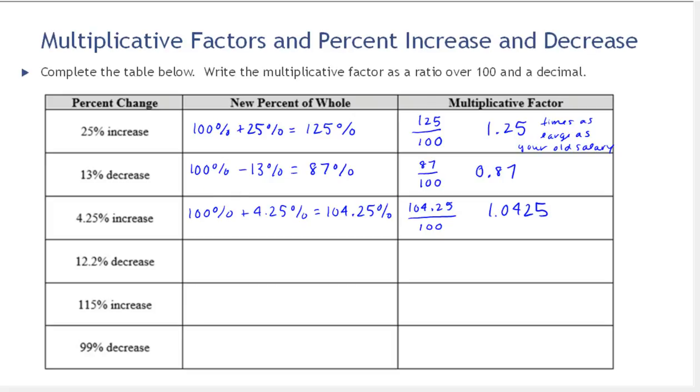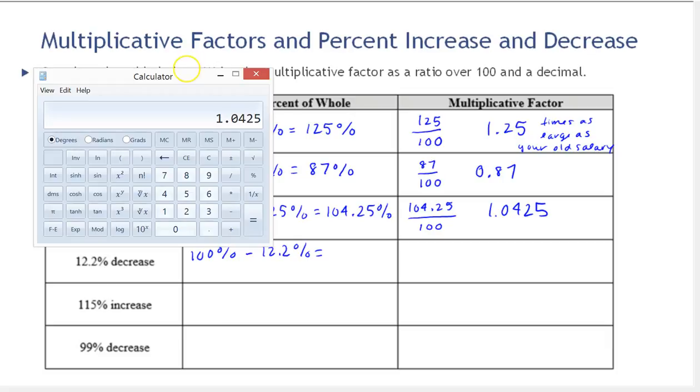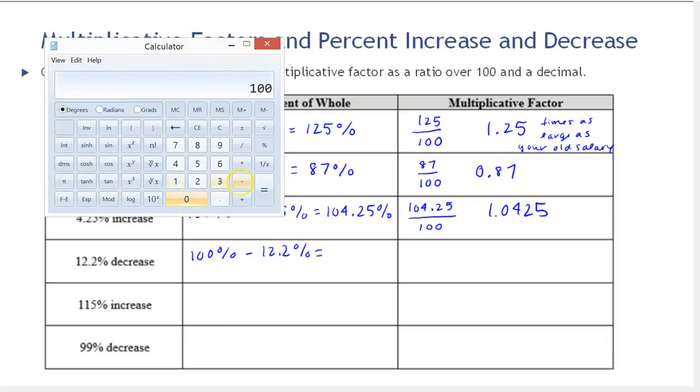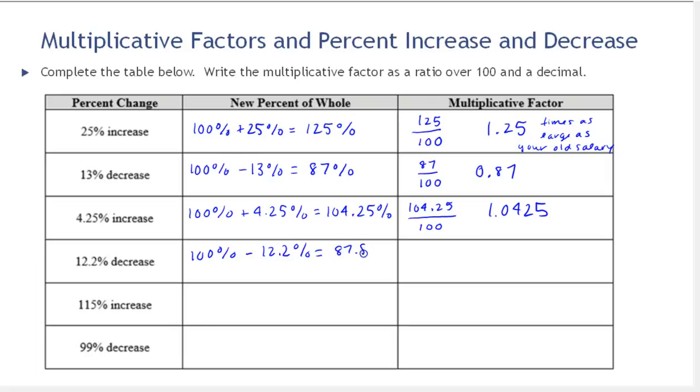Now a 12.2% decrease. Since it's a decrease, we subtract the amount from 100. This is going to be 100 minus 12.2, which gives us 87.8%. The multiplicative factor as a fraction is 87.8 over 100. As a decimal, we move the decimal 2 places to the left, and we have 0.878.